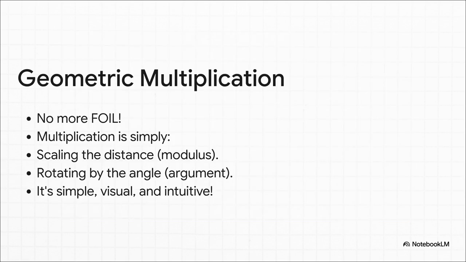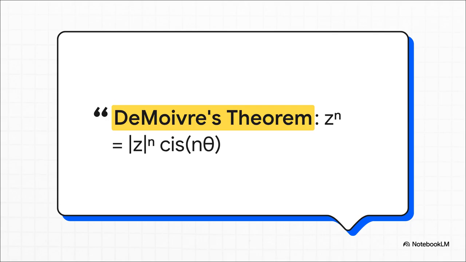So look what we just did. We took this tedious, ugly algebraic chore and turned it into a simple, beautiful geometric action. Multiplication in the complex plane is just scaling and rotating. That's all it is. You're just stretching it and turning it. And this idea leads us to the ultimate superpower. It's called de Moivre's theorem.